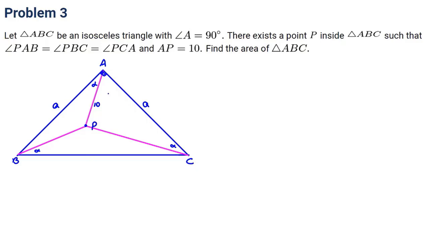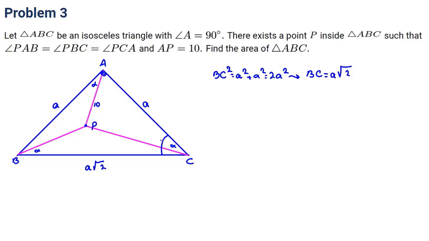Because it is a right angle triangle, A is 90, you can use the Pythagorean theorem. So BC squared equals a squared plus a squared, which equals 2a squared by the Pythagorean theorem, and BC equals a root 2. So we write it here, a root 2. Now let's work on angles.